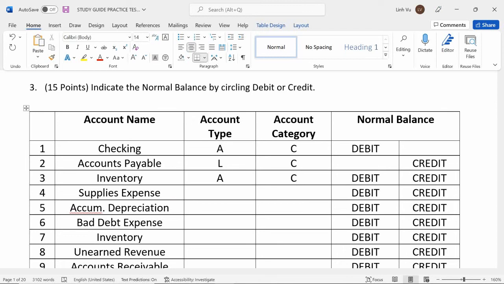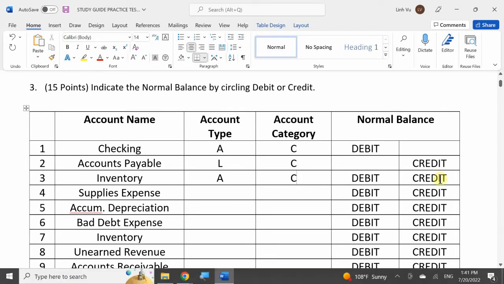What kind of normal balance would this normally have? Inventory is a debit normally. Yes. Good. All right, next is supplies expense.